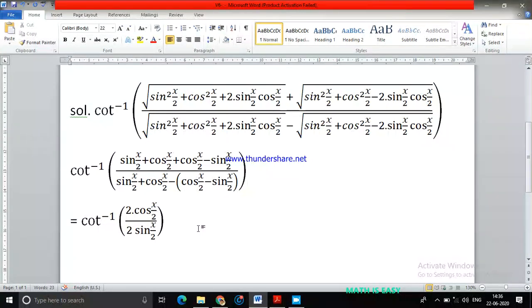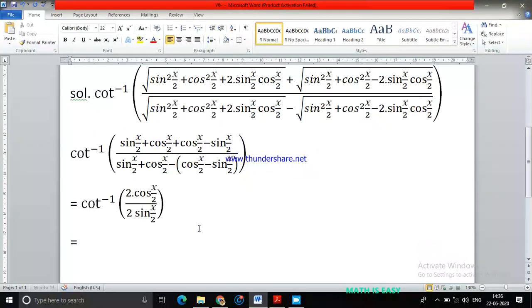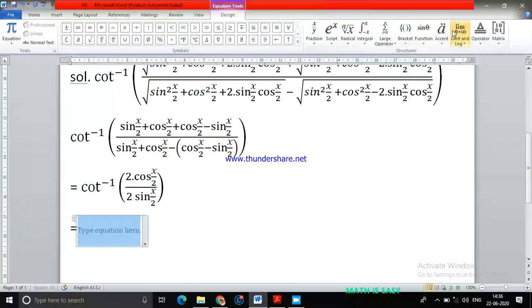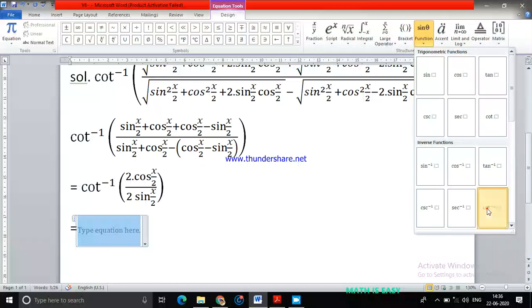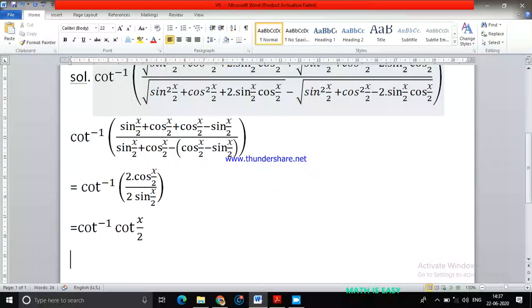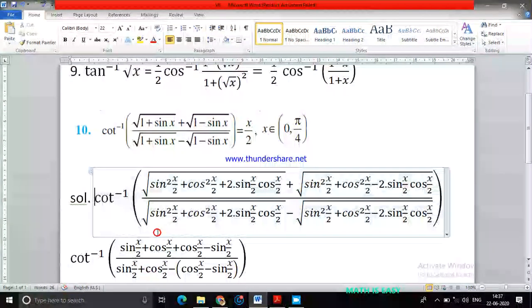Cos x by 2 upon sin x by 2 is going to be cot x by 2. So cot inverse of cot x by 2 is going to be x by 2. That's what you have to prove, right? Your final answer is going to be x by 2.